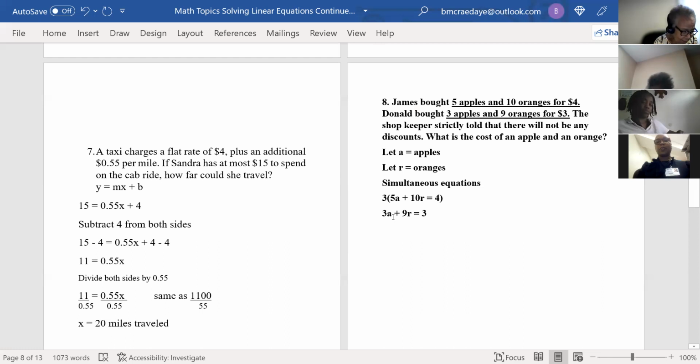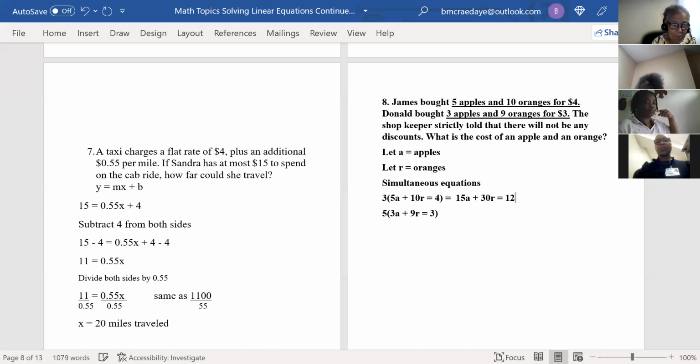5, that's right. Multiply that equation by 5 and do the distributive property. Now, this one, the top one, would be equal to what? If 3 is 15A, that'll be 15A, plus 30R, equal to 3 times 4, which is 12.